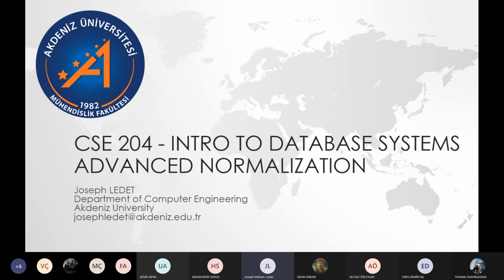Ah, yes, very good. Simple explanation there, Fatih Furkan. Exactly. If we know what A is, and we can know B by knowing A, then B is functionally dependent on A. That's basically what it means.